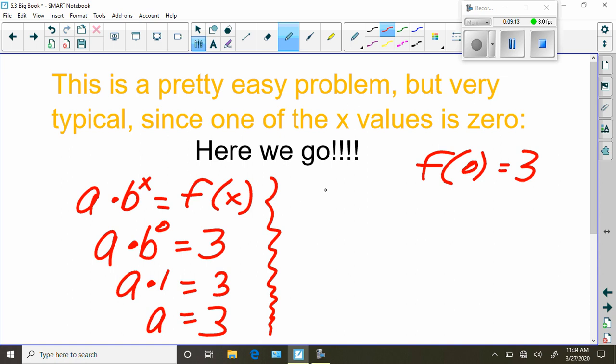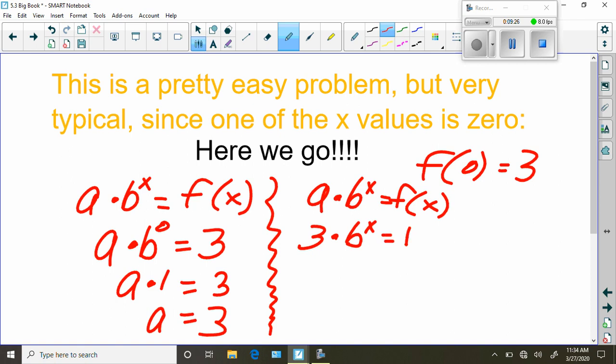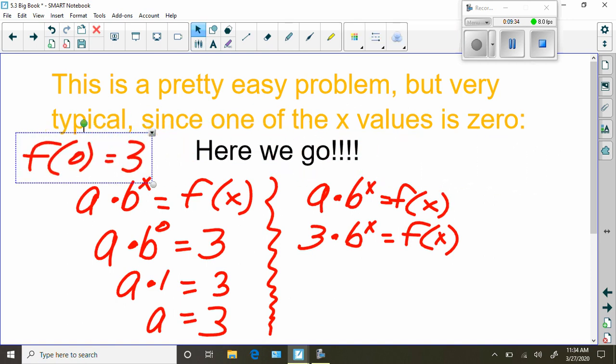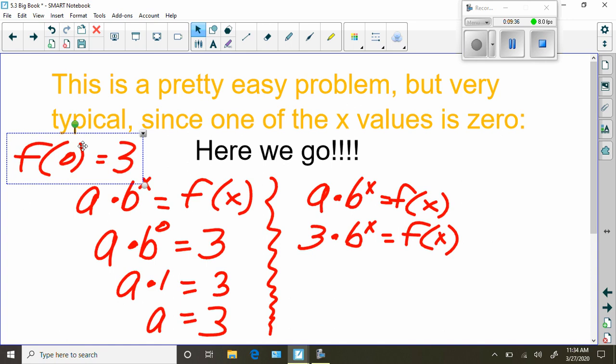Sweet. Now let's solve for b. So now remember a times b to the x equals f of x because it's right over there. Well, now I'm going to write 3 times b to the x equals f of x. And now I see that I really want to move this part over here. There we go. And I'm going to put a line like right here so that you don't get too confused.